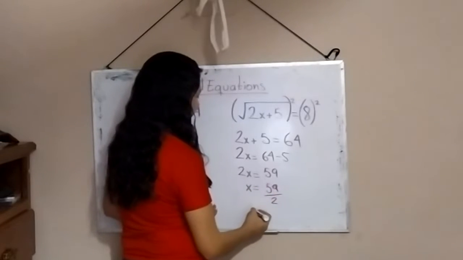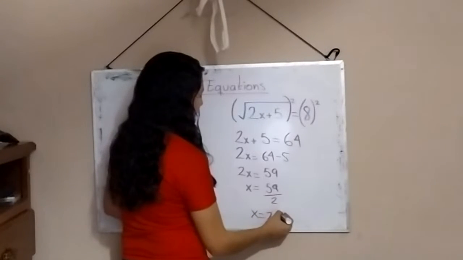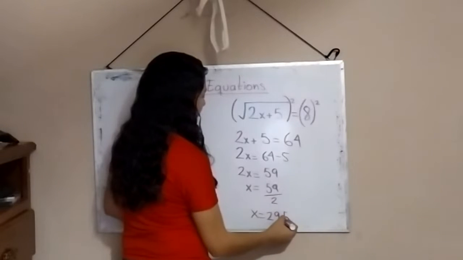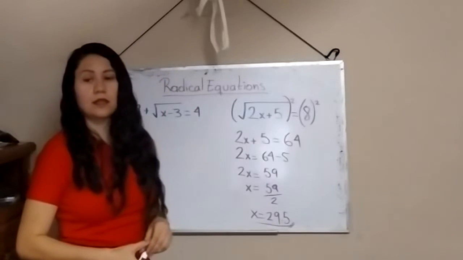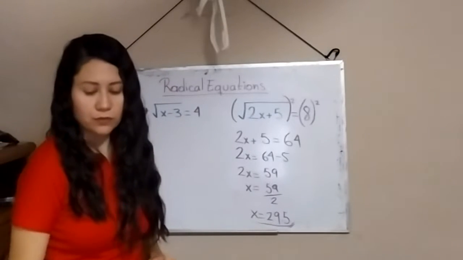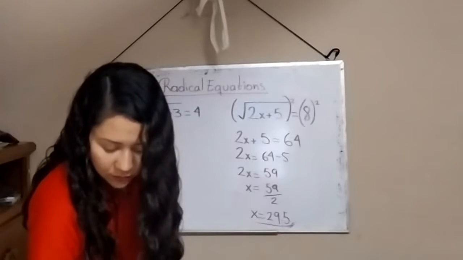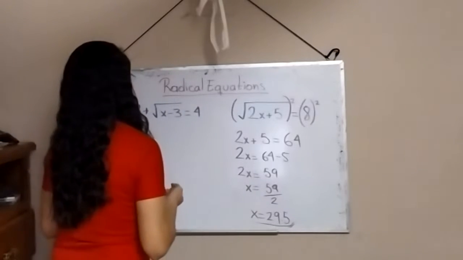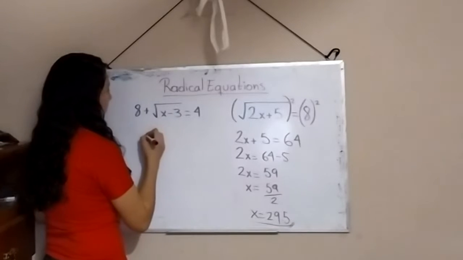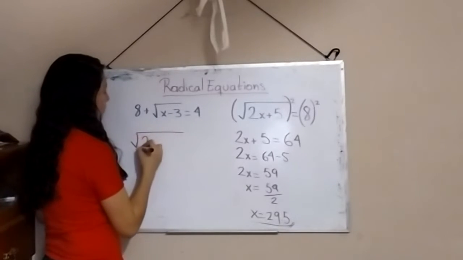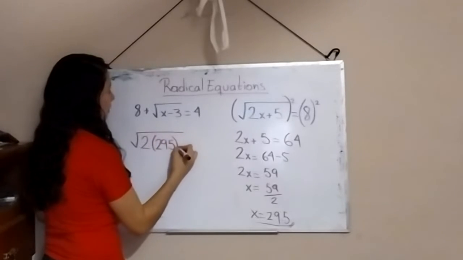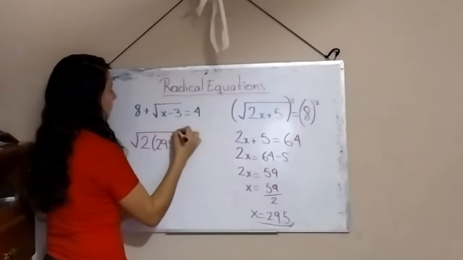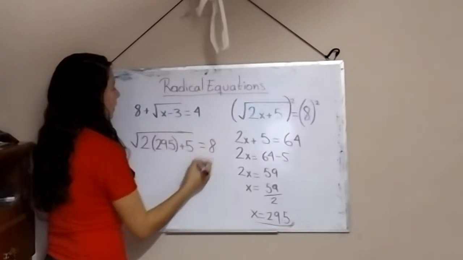x equals 59 divided by 2, x equals 29.5. Now let's check if the solution is true. We have the square root of 2 times x, which is 29.5, plus 5 equals 8.